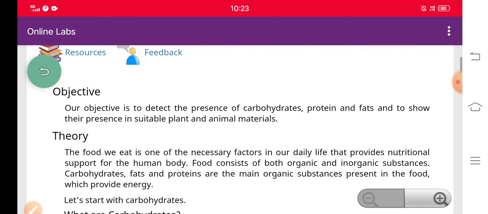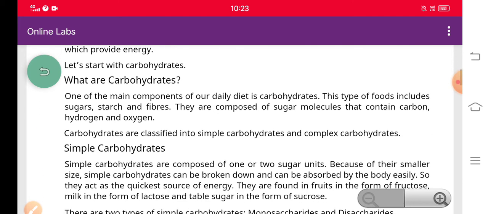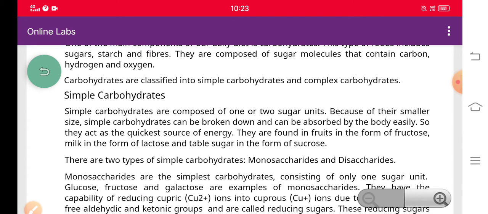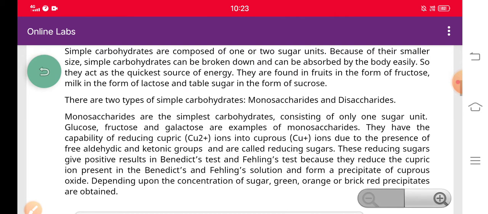As you already know, carbohydrates are energy giving products, usually sugar products. Sugar molecules are contained in large numbers and they form a highly energy giving material. Simple carbohydrates are of many types: monosaccharides, disaccharides and polysaccharides.